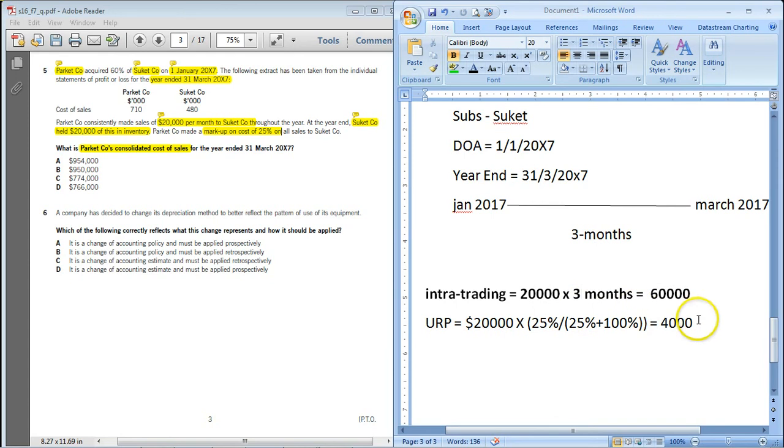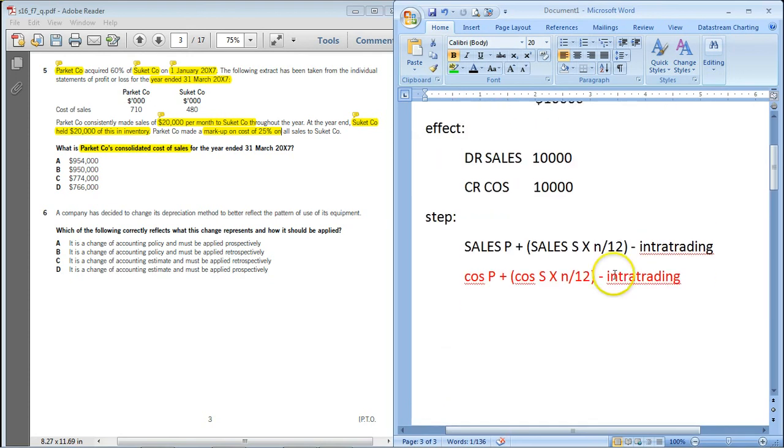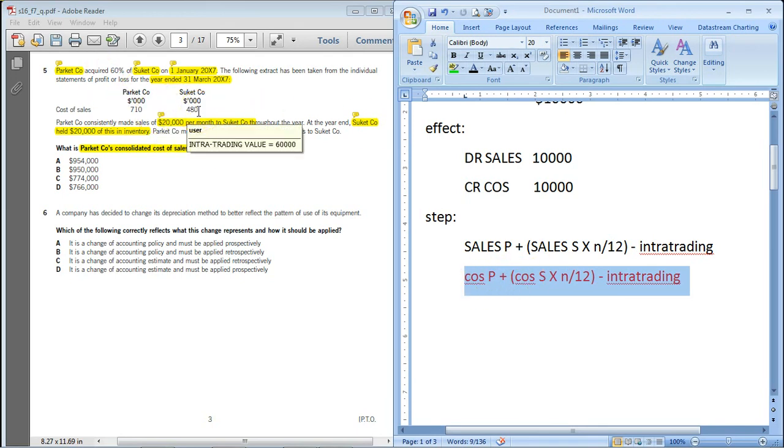Now, you get these two figures. What you have to do, the effect will come. What I mean by effect? Debit sales, credit COS, but in the question you are focusing on COS, so I'm focusing on COS. You have to credit COS. So what is your step here now? You see, cost of sales parent 710 plus subsidiary 480. Can you do that? No, good.